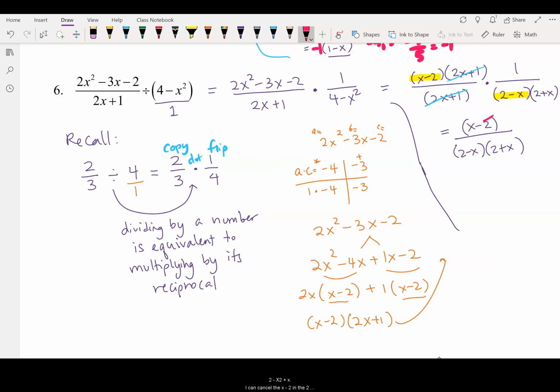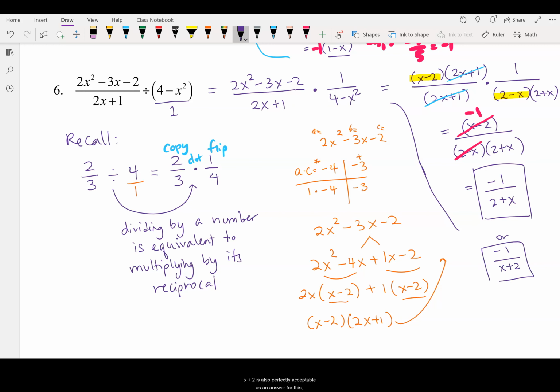I can cancel the x minus 2 and the 2 minus x, but I've got to leave behind a negative 1. And in doing that, I get negative 1 over 2 plus x, or negative 1 over x plus 2. The order of the sum in the denominator does not matter. So negative 1 over x plus 2 is also perfectly acceptable as an answer for this problem.